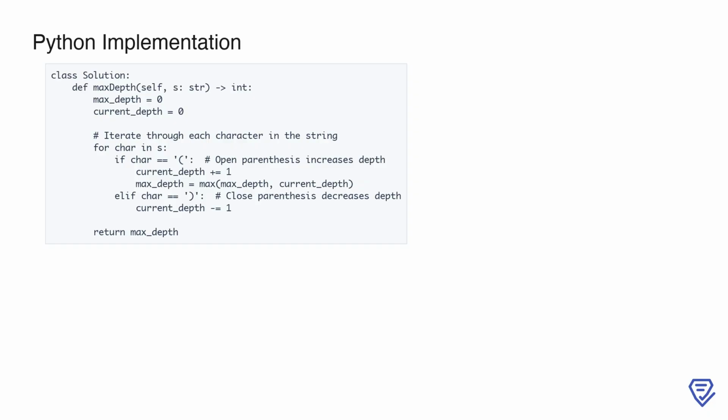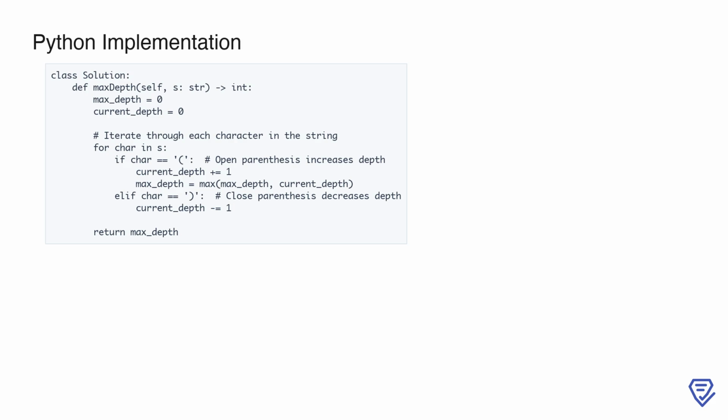3. Iterating through the string. The function uses a for loop to examine each character in the input string s. If the character is an opening parenthesis, it signifies that we are entering a deeper level of nesting. In this case, current_depth is incremented by 1. Then, max_depth is updated to the maximum of its current value and current_depth to ensure we always capture the deepest level encountered so far. If the character is a closing parenthesis, it indicates the end of the current nesting level. The current_depth is decremented by 1 to reflect this.